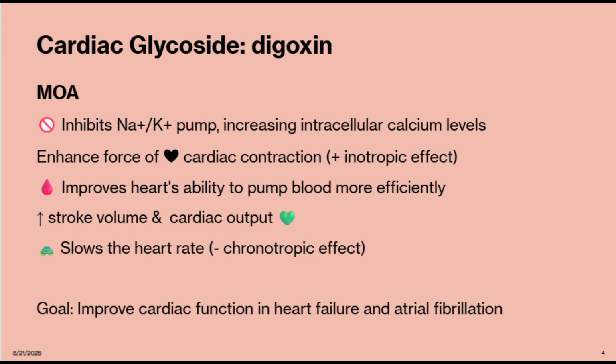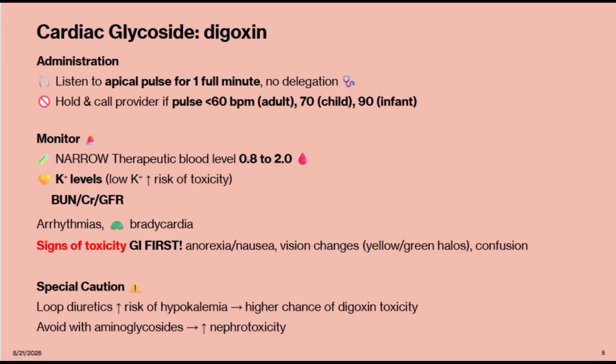So having said that, before giving digoxin, real important NCLEX point, listen to the apical pulse for a full minute. Really important, because in an adult, if the pulse is below 60, you have to hold and call a provider. And in a child, it's below 70, and in an infant, below 90. Digoxin has a very narrow therapeutic level, 0.8 to 2.0. So it's important to know what that level is prior to giving digoxin. And because it has that narrow therapeutic level, the risk of toxicity is extremely high. So it's important to know those signs and symptoms.